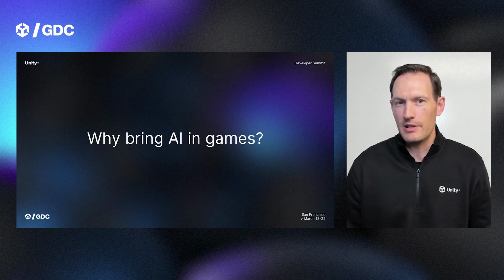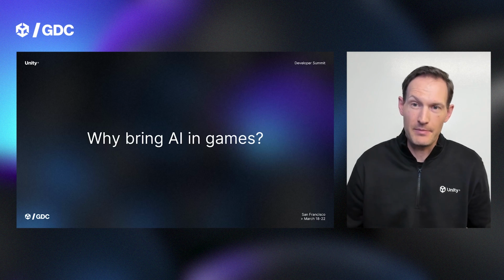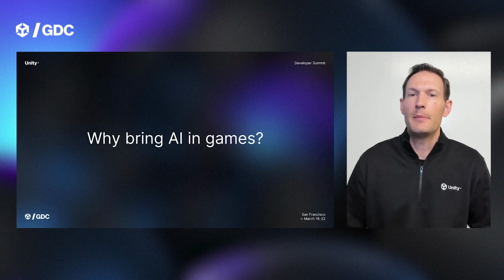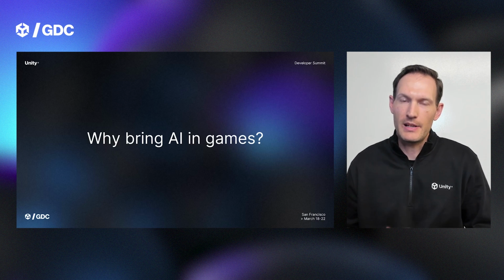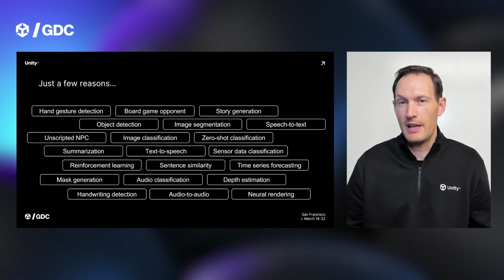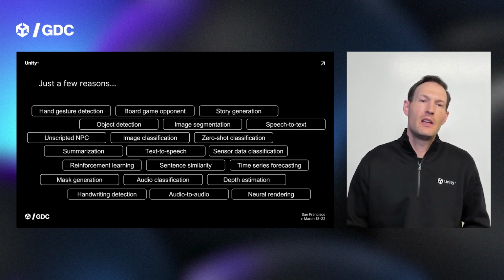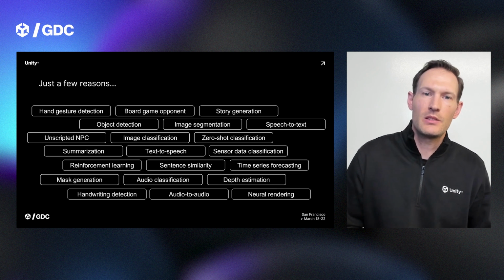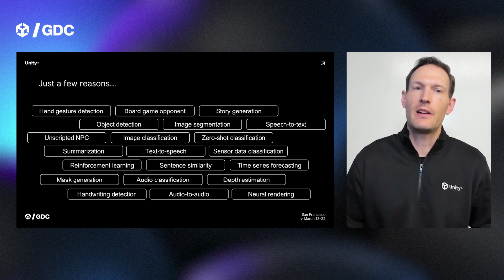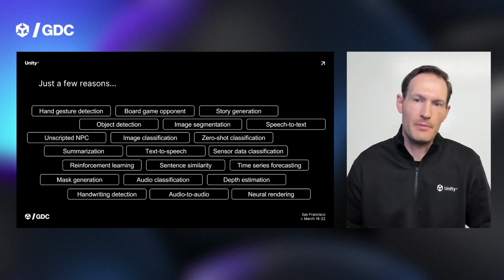So here's the key question. Why would you want to bring an artificial intelligence model into your game? And I'm not talking about game creation in the Unity editor. I'm talking about in runtime, right in your game. So here's the reasons. It's all the use cases for AI models. So we're talking about things like speech to text, building unscripted NPCs, doing text to speech, depth estimation, so many new things that are either just really hard with deterministic code or frankly impossible.